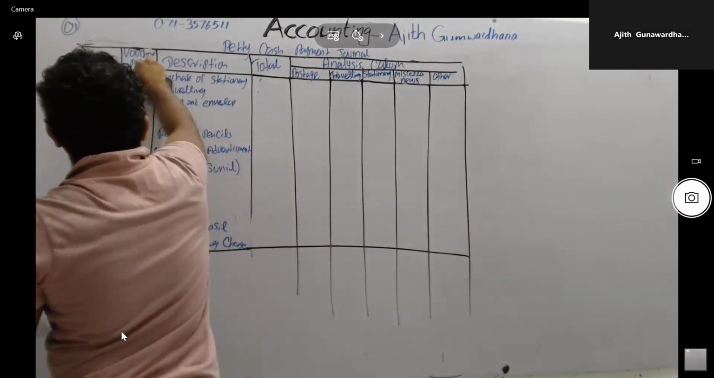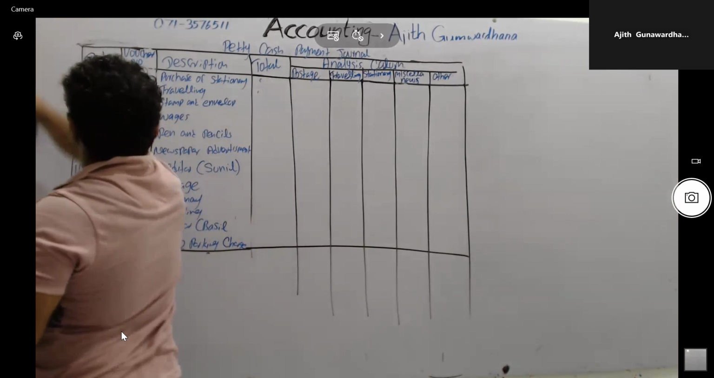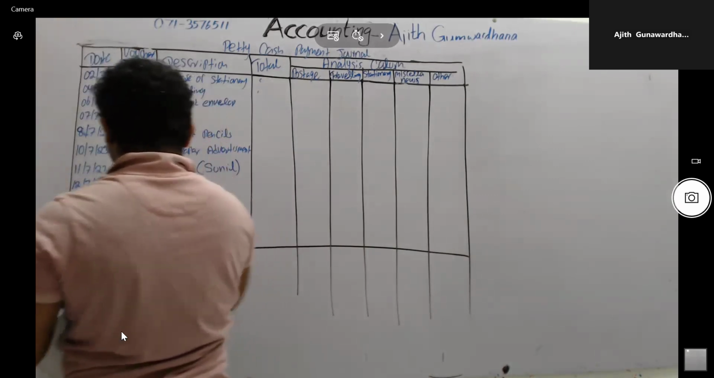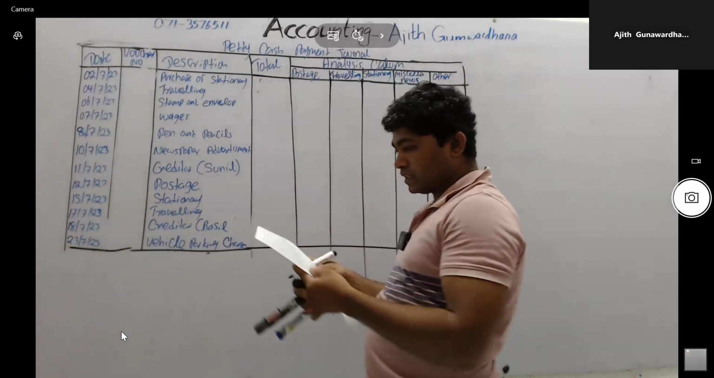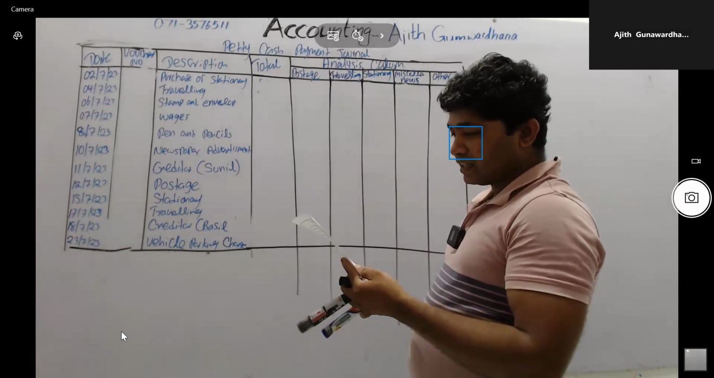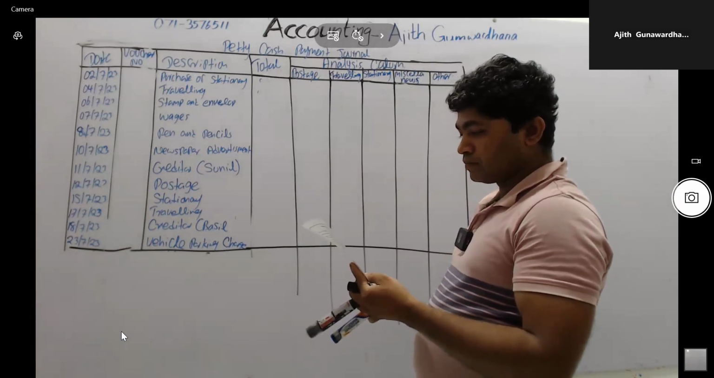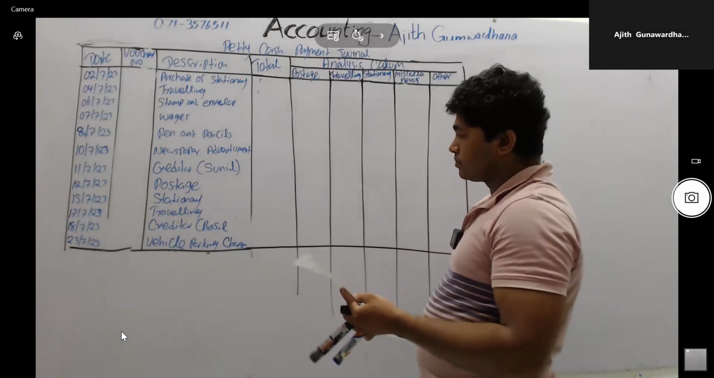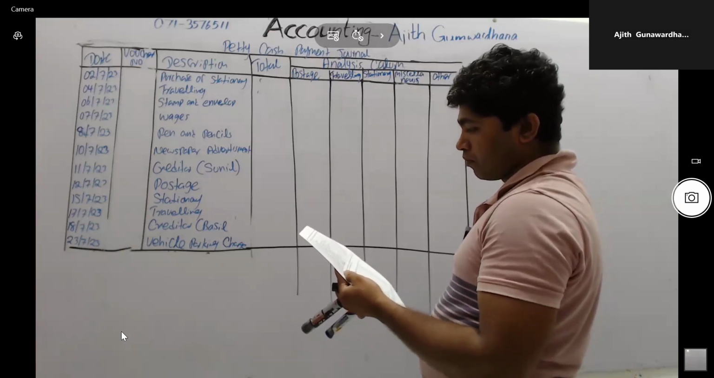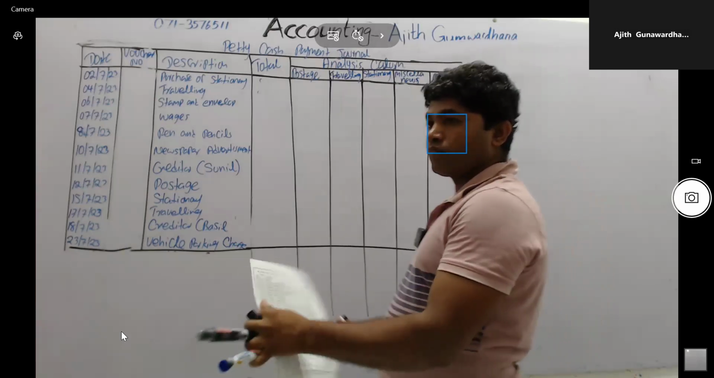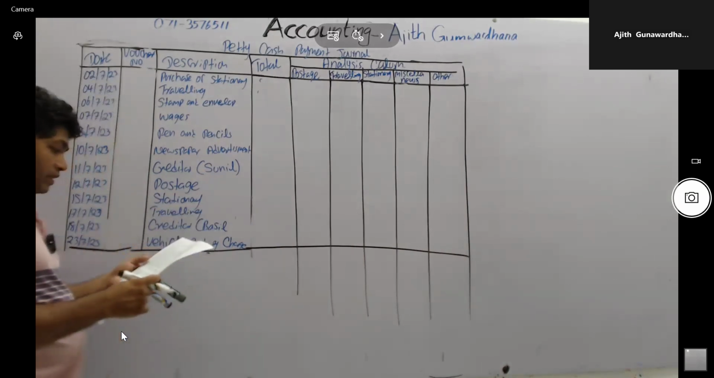Question number two. It has given purchase of stationery and traveling expense, newspaper advertisement, and payment to Nimali, postage, stationery, like that. The date is given. You have to consider only payments.